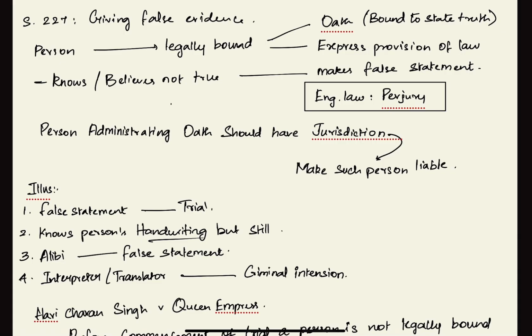So when a person is legally bound and he has taken oath, in the sense he has to tell truth in every circumstance. So when he's on oath or when there is an express provision under the law that you should not make a false statement, in such case the person knows or he believes such evidence is not true, makes a false statement, he commits an offense of perjury under English law, and under Indian law it is an offense under section 227.